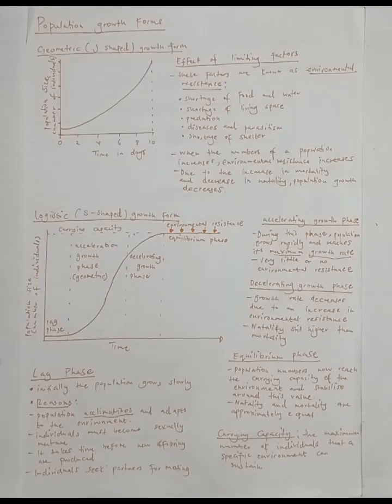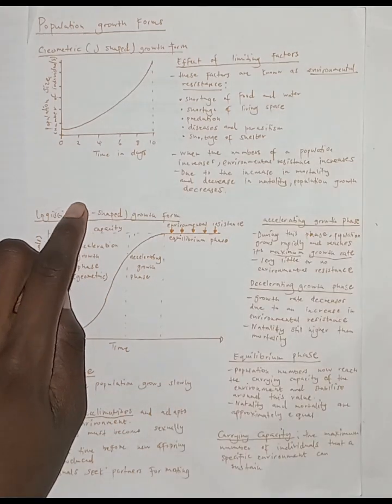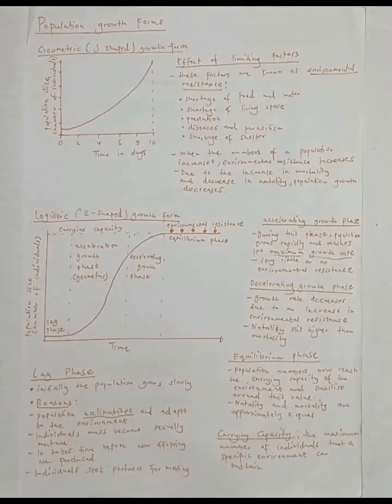Sciences grade 11. Today we'll be doing population growth forms. So first of all, we have geometric or J-shaped growth form. As you can see, it forms a J shape like this. This is why it's called a geometric or J-shaped growth form.